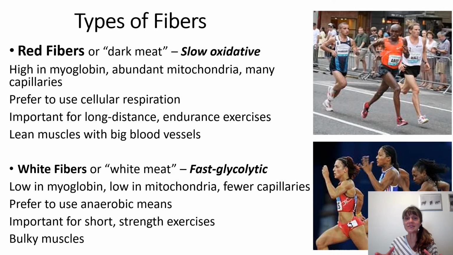Now we have different kinds of fibers. There are intermediate fibers as well. And all of these different types of fibers have different functions. Again, the red fibers are going to be slow oxidative using aerobic means for producing adenosine triphosphate, whereas the white fibers are fast glycolytic fibers, which are lower in myoglobin, low in mitochondria, and have fewer capillaries because they're doing production of adenosine triphosphate anaerobically.